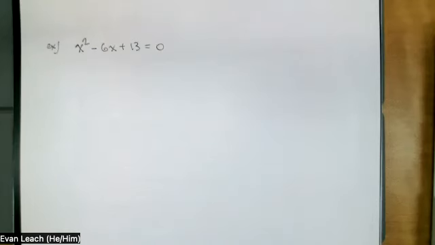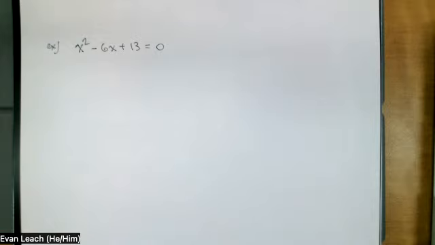Let's talk a little bit more about complex numbers. Complex numbers come from quadratic equations. If we have a quadratic equation with real coefficients and it has complex zeros, those complex zeros will come in conjugate pairs, a plus or minus bi.